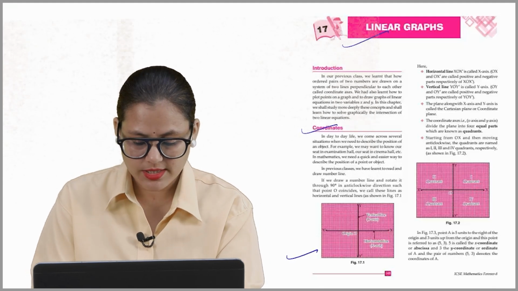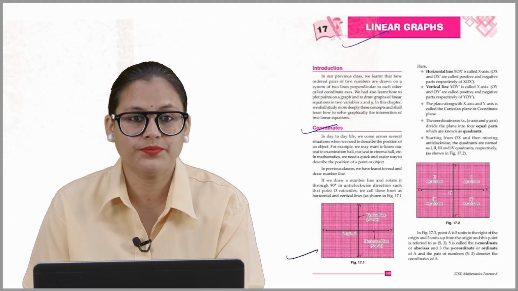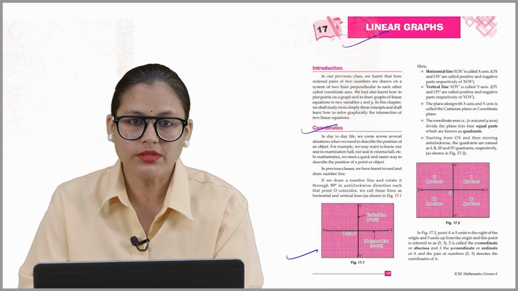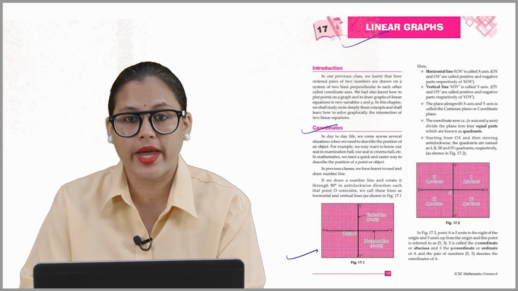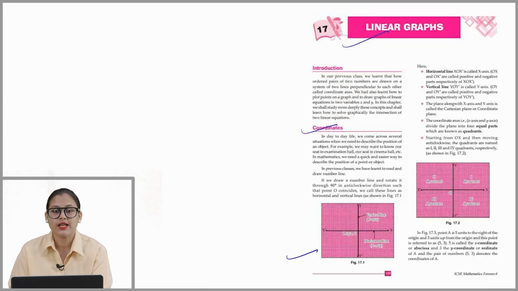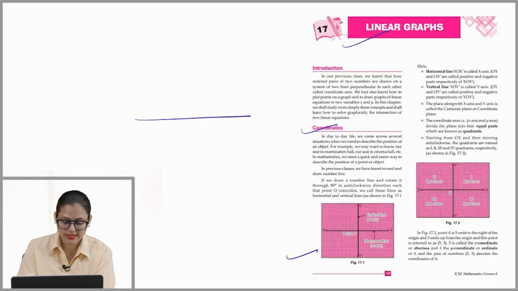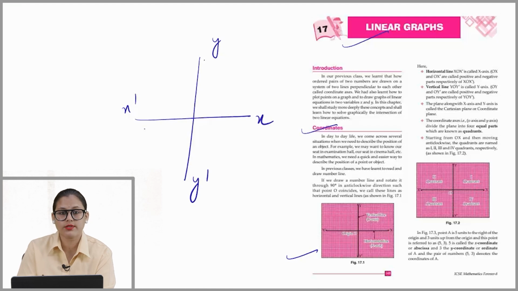Okay, this is the vertical, this is the horizontal axis. So here the horizontal axis, that is XOX dash, is called the x-axis. OX and OX dash are called positive and negative parts respectively. And the vertical line YOY dash is called the y-axis. OY and OY dash are called positive and negative parts respectively. Okay, this is x-axis, this is y-axis, this is y dash, x and x dash. This is positive, this is negative, this is positive and this is negative.